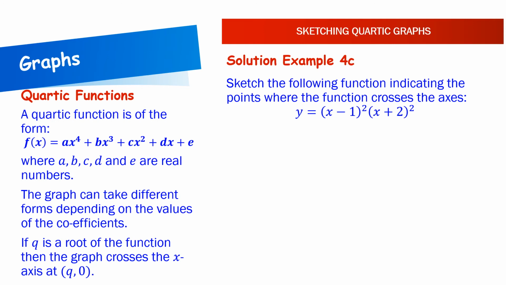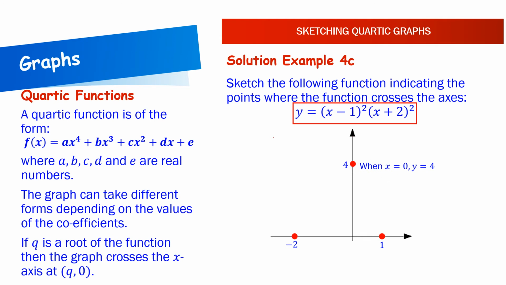So now let's solve example 4c. We are required to sketch y equals (x minus 1) all squared times (x plus 2) all squared, indicating the points where the function crosses the axes. So when y equals 0, x can equal minus 2 or x can equal 1. And when x equals 0, y equals 4, because we're multiplying minus 1 times minus 1 by 2 times 2.